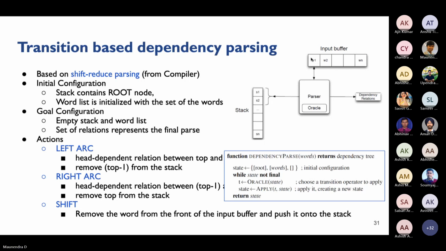And when we look at each symbol, when we consume each symbol, there are three actions that we can take. One is left arc, the other is right arc, and the third one is shift. So what do they mean? If we say that the action is left arc, then we have a head-dependent relation between the top and the word from the buffer.